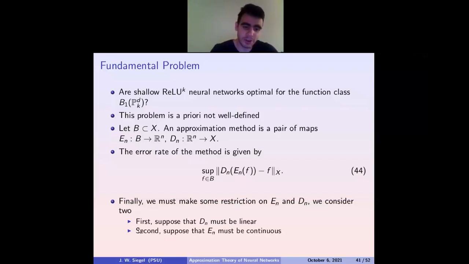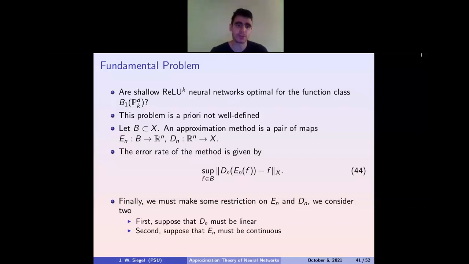Then the second restriction I want to make is, suppose that the encoding map E has to be continuous. So if I have two functions in this class that are close, their corresponding parameters should also be close, right? So this is sort of a continuous but potentially nonlinear approximation, right? So the second case is you're considering nonlinear approximation, but you require the map from functions to parameters to be continuous. And the first case we're going to consider is linear approximation, right?